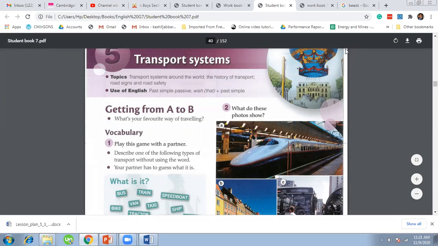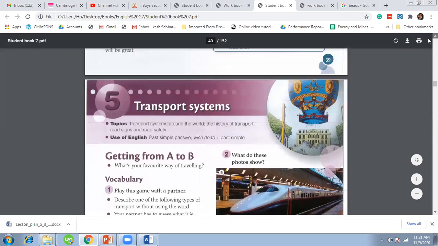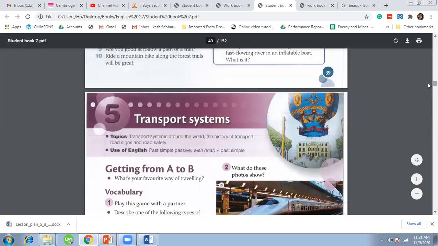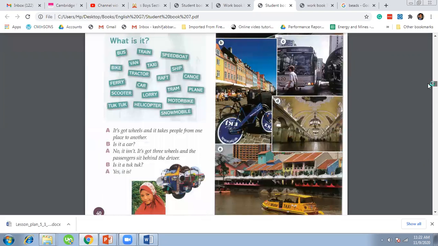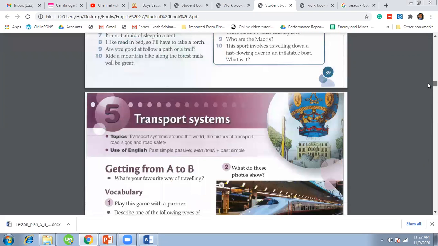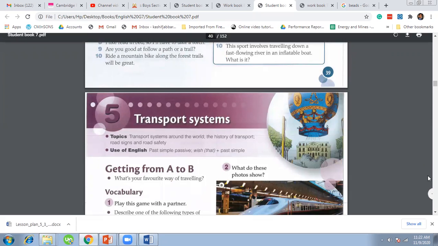So let us go through all the important points that we have learned in today's lesson. It was unit number 5. We just started. It's page number 40. It was the first lesson of unit 5, transport systems.